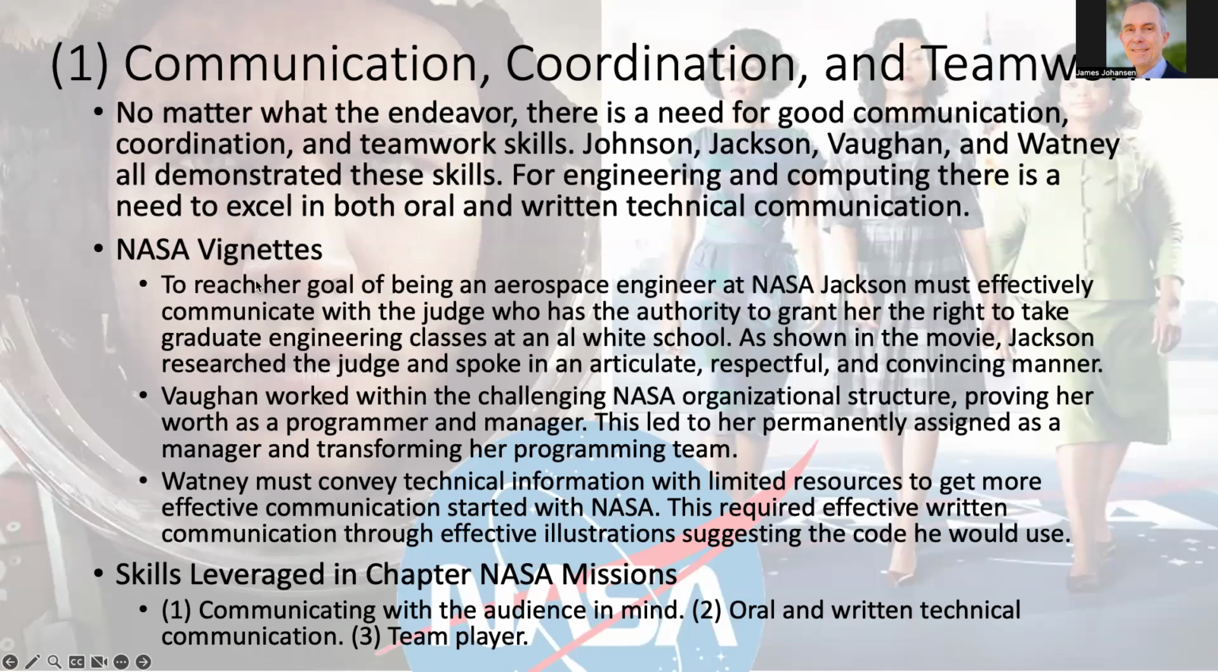First, Mary Jackson, to reach her goal of being an aerospace engineer, Jackson must effectively communicate with the judge, who has the authority to grant her the right to take graduate engineering classes at an all-white school. As shown in the movie, Jackson researched the judge and spoke in an articulate, respectful, and convincing manner. So she did her homework. She understood who she was talking to, what was at stake, and she got what she wanted. And so this was just an example of the kind of skills that one would like to have to succeed.